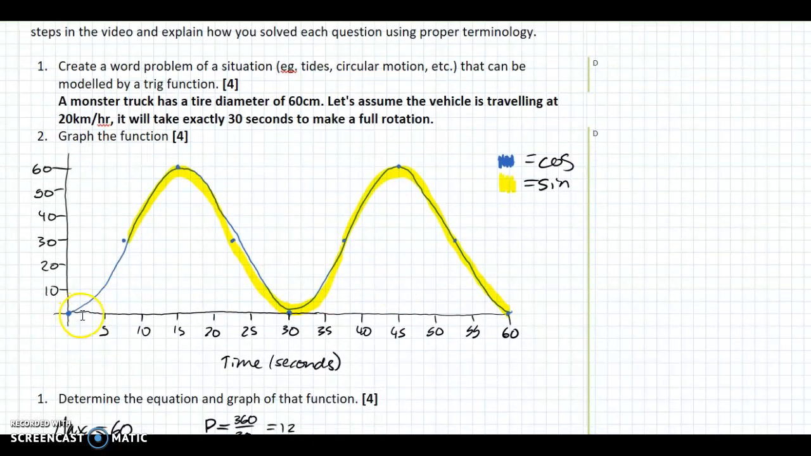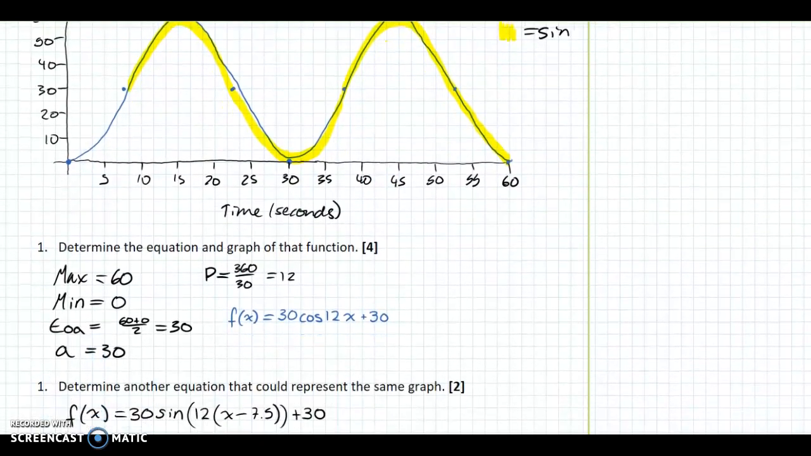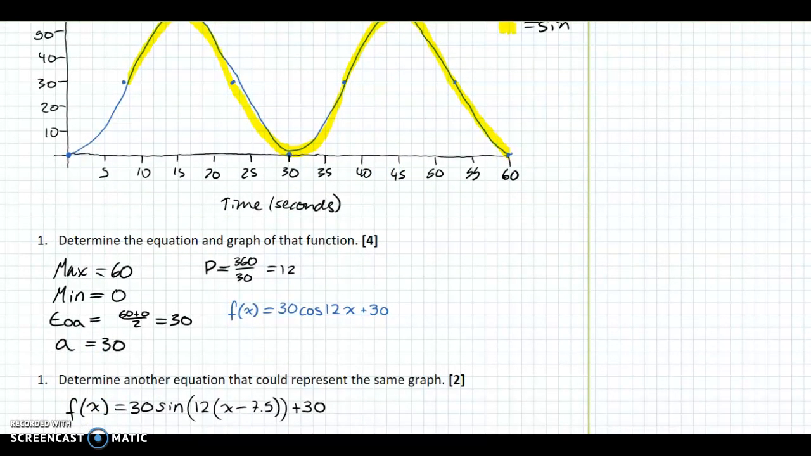So we know that at 0, the tire rotation will also be at 0. Halfway through, at 15 seconds, it will reach its peak at 60 centimeters and drop back to 30 once it's made its full rotation. The next step is to determine an equation for the function.